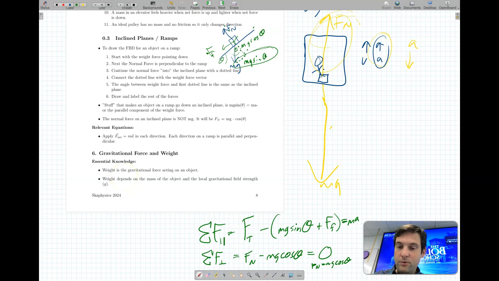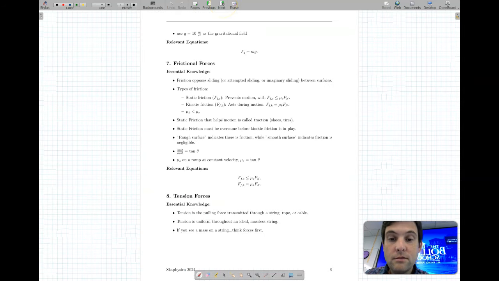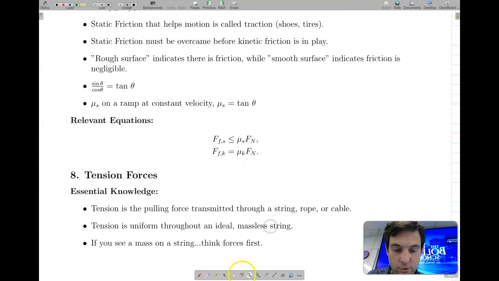Onto gravitational force and weight. Weight is the gravitational force acting on the object. The Earth is the agent. You are the object. So the Earth is exerting a force on you. Weight depends on the mass of the object and the local gravitational field strength. Our local gravitational field strength is little g, 10 meters per second squared. Little g just means near the Earth's surface. There's a relevant equation.